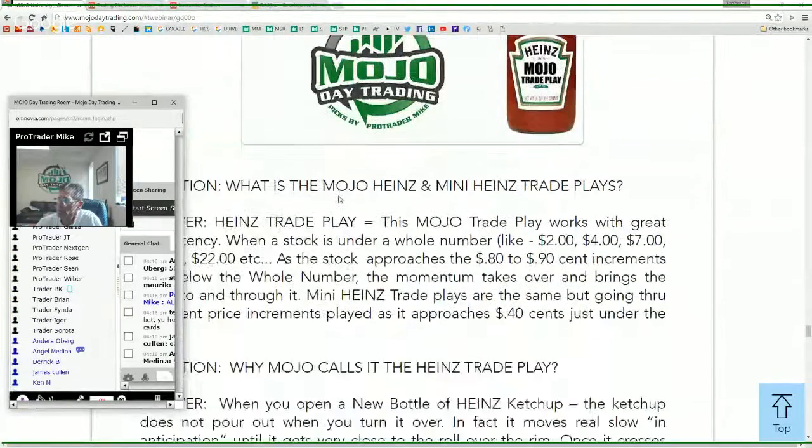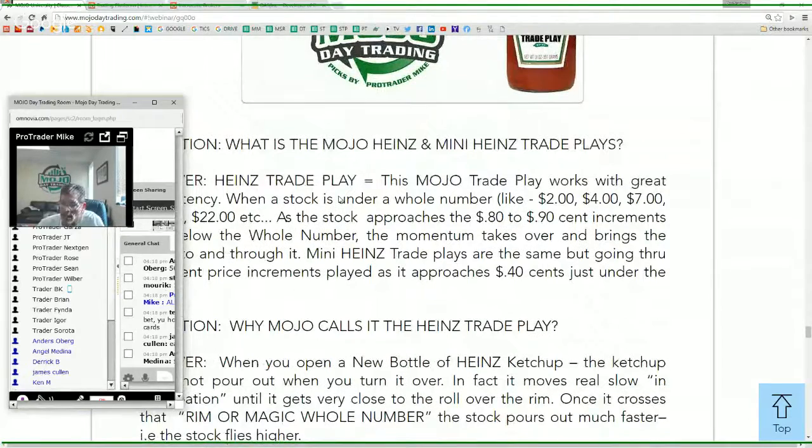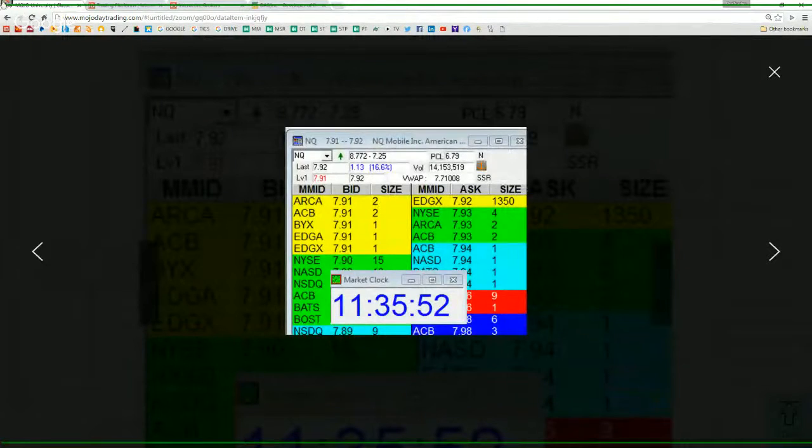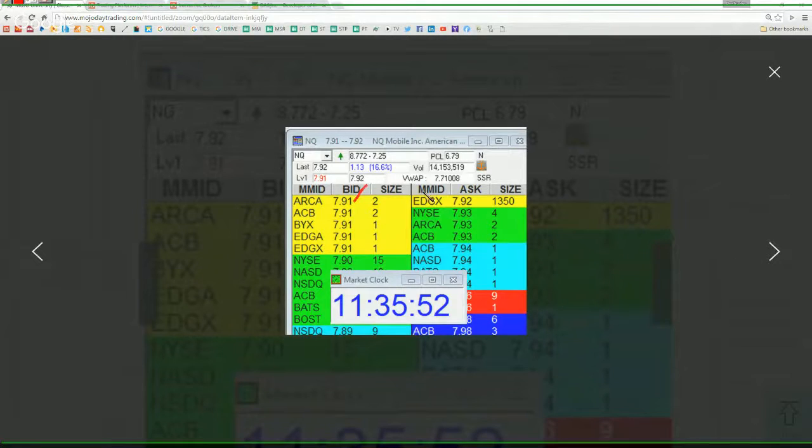What's the Heinz move? When a stock like UVXY goes through $17, it's going to fly. Okay? You see this stock? At 7.91 by 7.92, the stock's up $1.13. It just got destroyed from 8.77, and there's all that size on the ask.